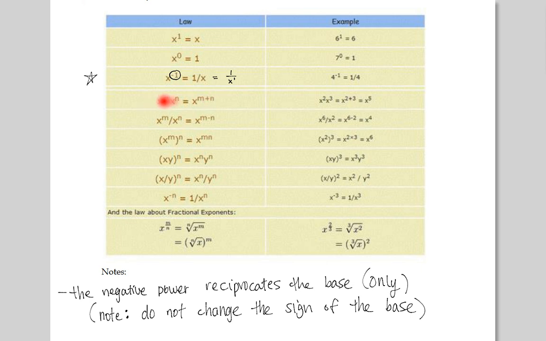Here you have a product of two separate powers with the same base. You add those exponents. Here is a quotient of two separate powers, same base. Subtract the exponents. The next one is a power of a power. So you already have a power, and then you're going to raise it to another power. In that case, we multiply the exponents. All three of these should have been covered in junior high.